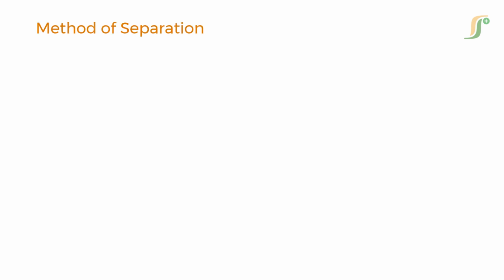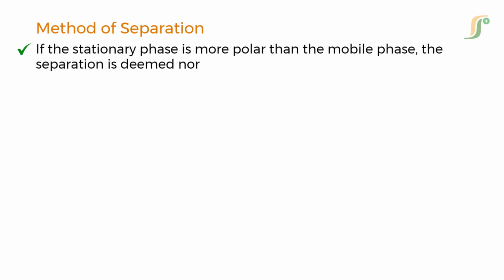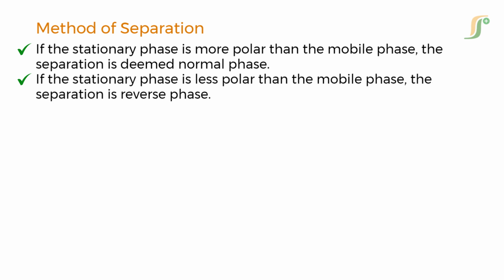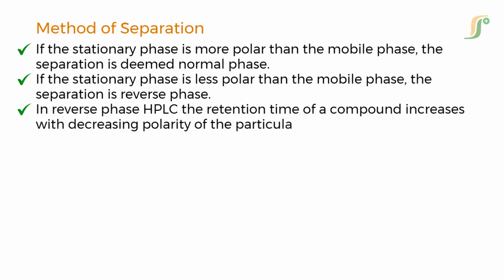Let us know the method of separation in HPLC in detail. If the stationary phase is more polar than the mobile phase, the separation is deemed normal phase. If the stationary phase is less polar than the mobile phase, the separation is reverse phase. In reverse phase HPLC, the retention time of a compound increases with decreasing polarity of the particular species.